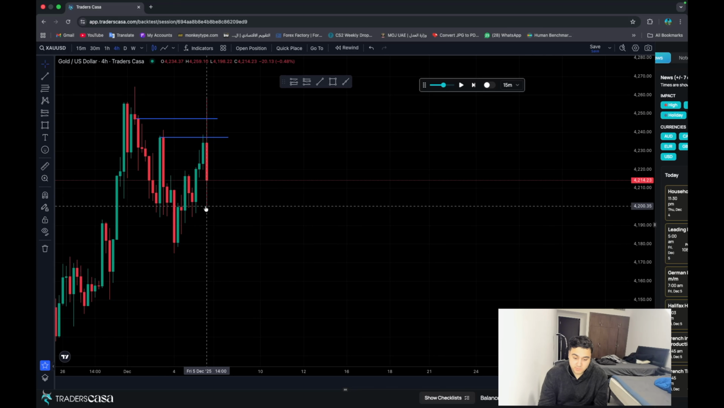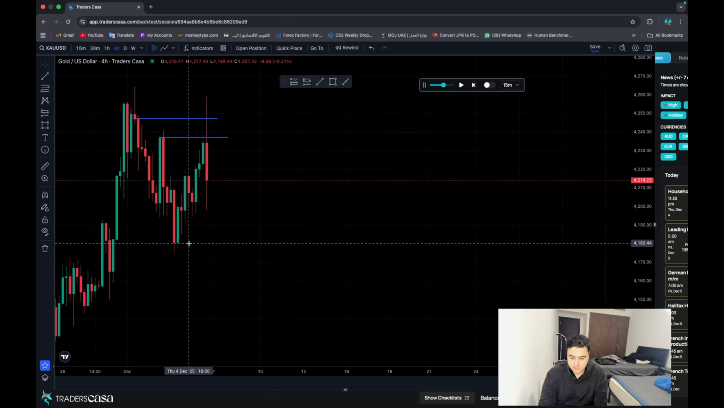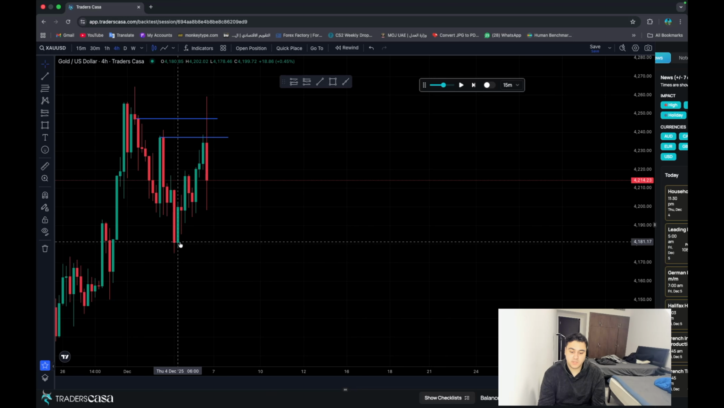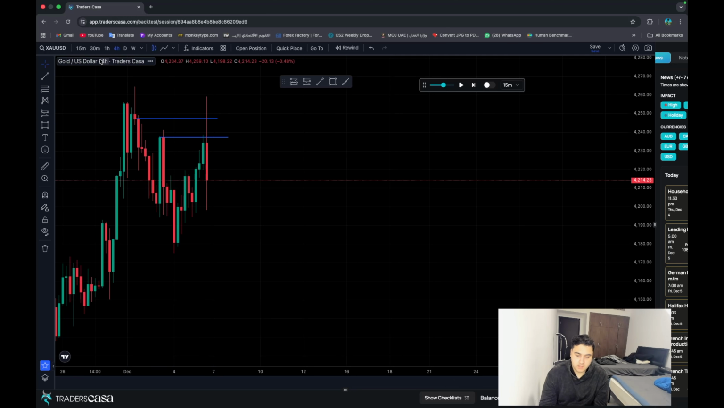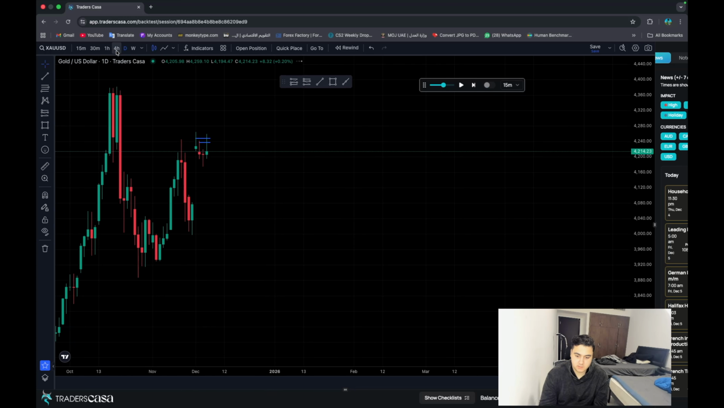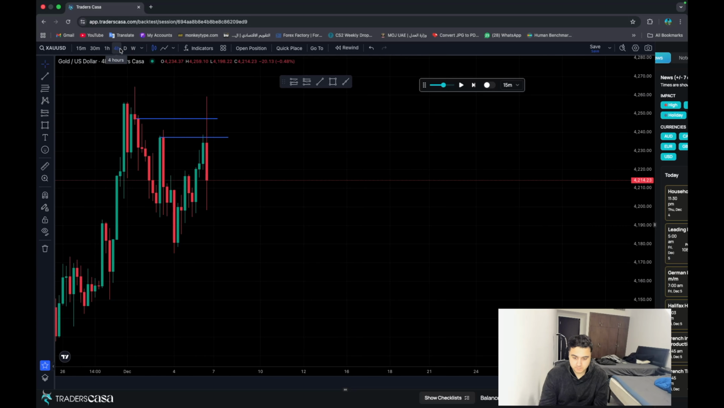If the market gave me breakout, I consider this the biggest breakout. If this breakout happened, that means the market is completely for sale, and a lot of good trades I will be having in this setup.